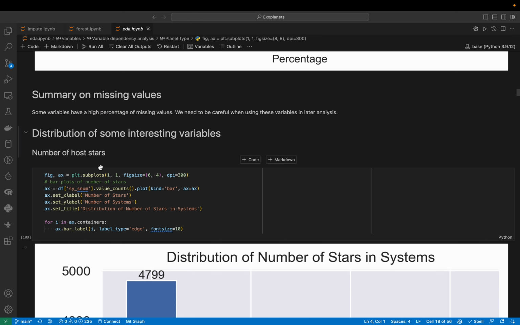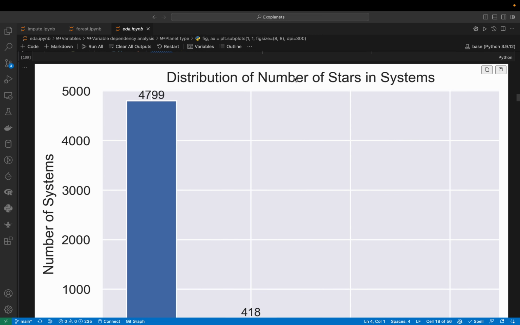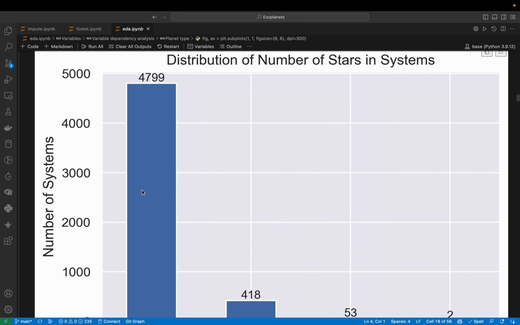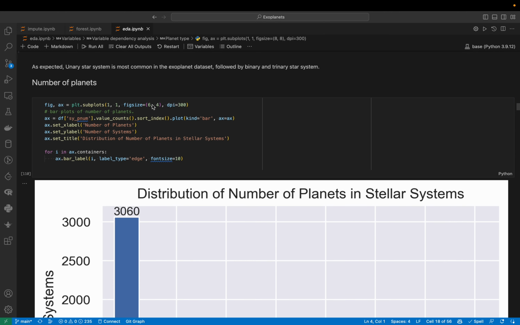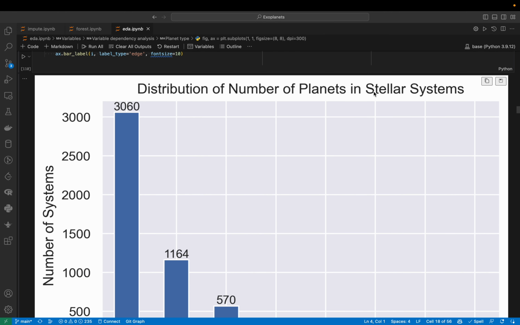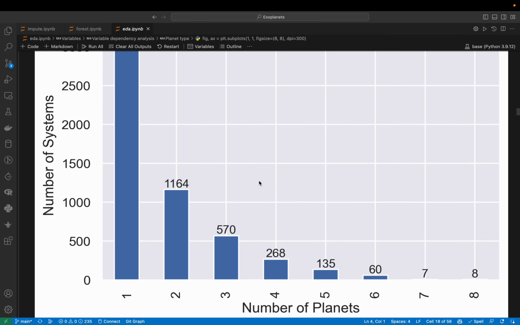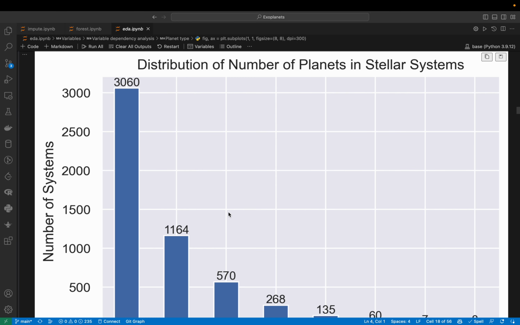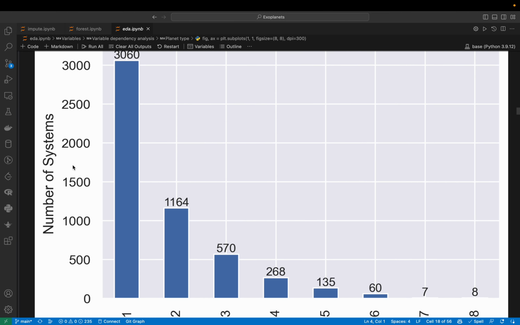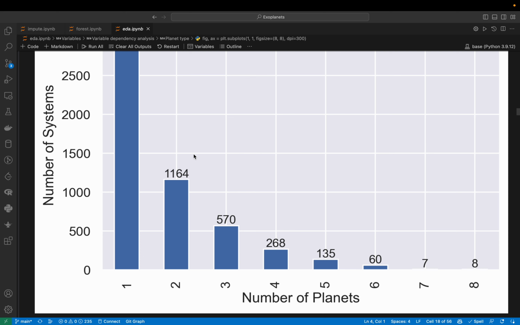And the next part is some insight about the dataset. First is the distribution of the number of stars in the system. It turns out unary star systems are the majority, which is no surprise. And the distribution of the number of planets in the stellar system. The caveat for this is we haven't discovered all of the planets in these systems yet. So this histogram is actually biased towards the left. As an anecdote, we may not even have discovered all of the planets in our own solar system yet, let alone the exoplanet systems, right?